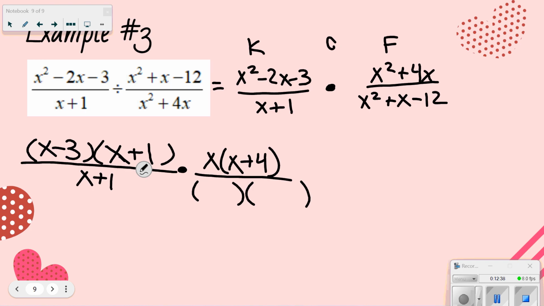Math. What do you see, Laura? x minus 3x plus 4. Great job. Okay, now here, let's start with the fun. What do you guys see? Simplify by.